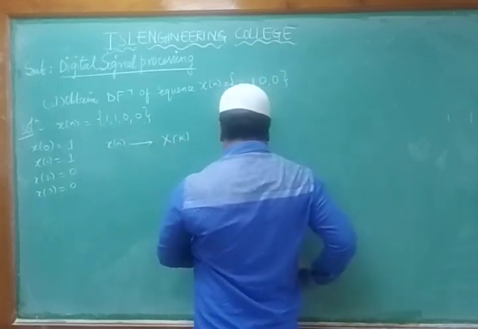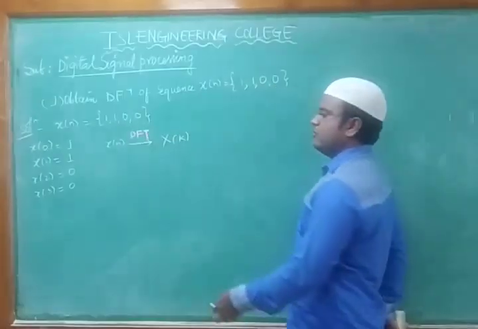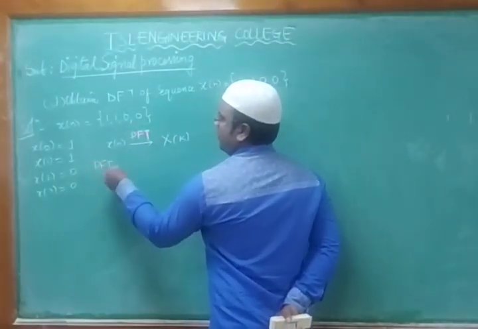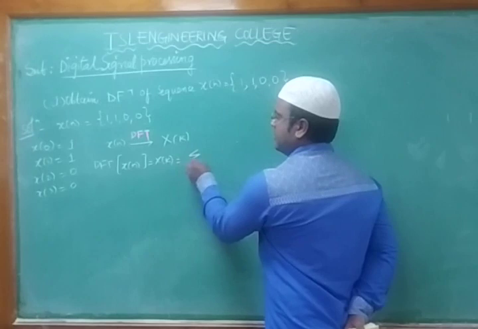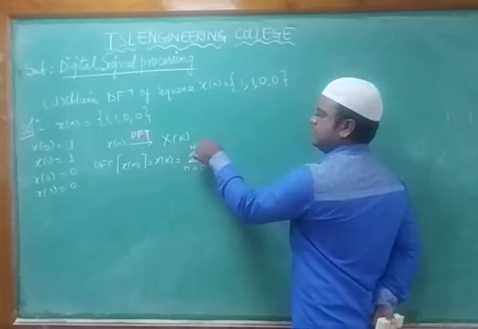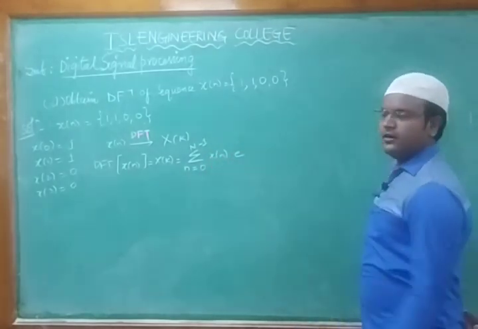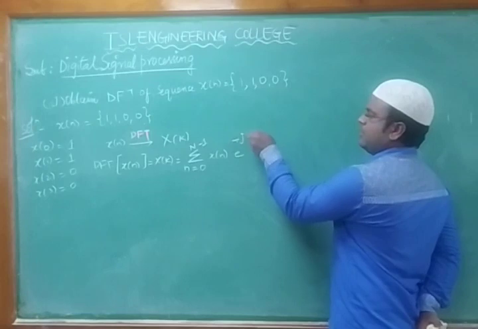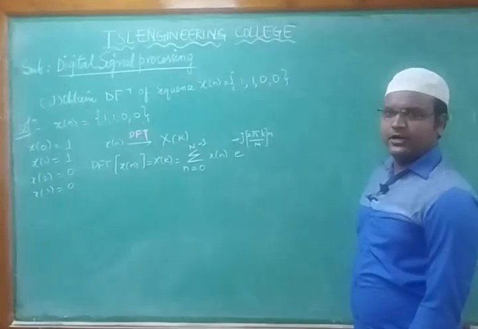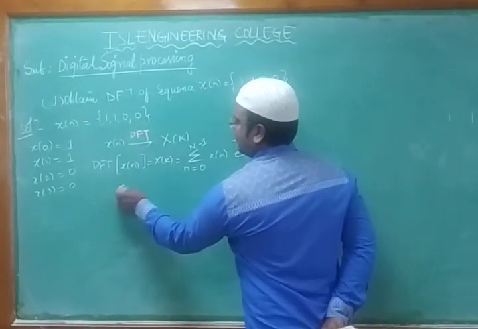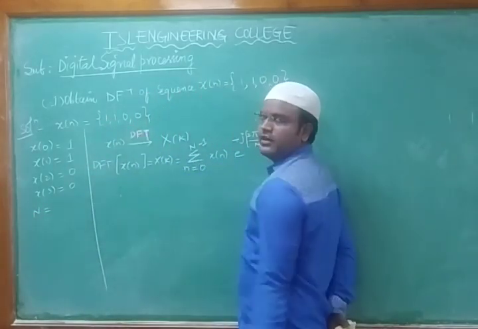So I'll apply the DFT for it. Then next we know the formula of DFT: x of k is equal to the summation from n equals 0 to n minus 1 of x of n and the twiddle factor e power minus j 2 pi kn by capital N, that is the number of samples. Now what is the value of N in this? How many samples do we have? N is equal to 1, 2, 3, 4. So there are 4 samples.